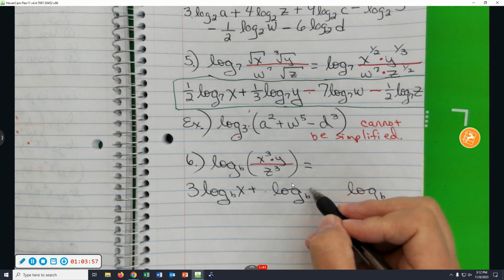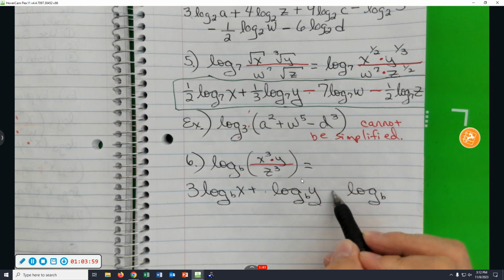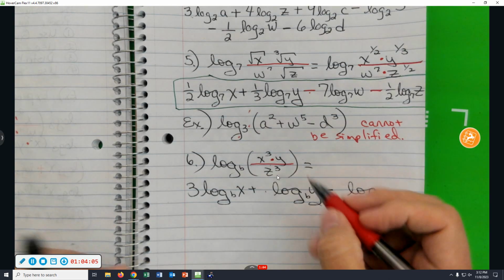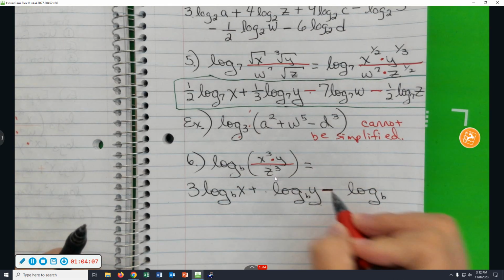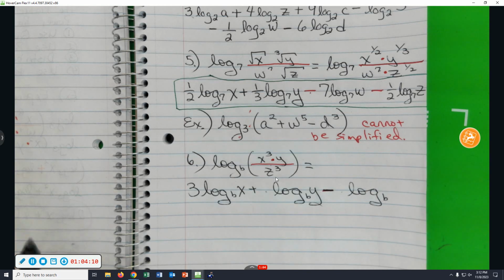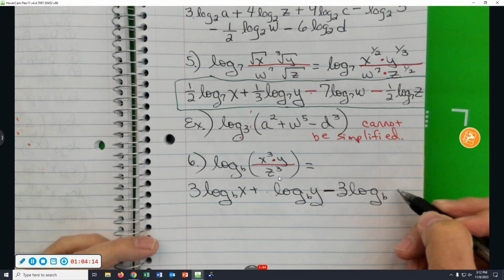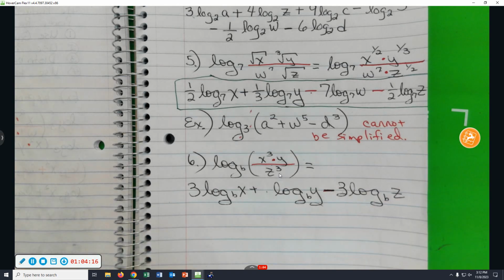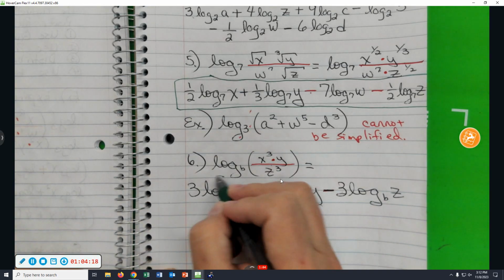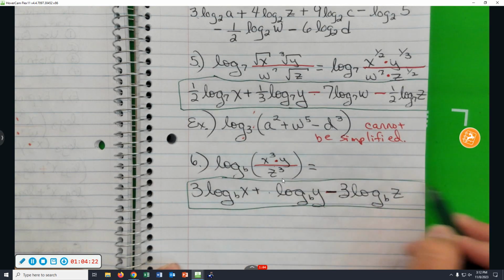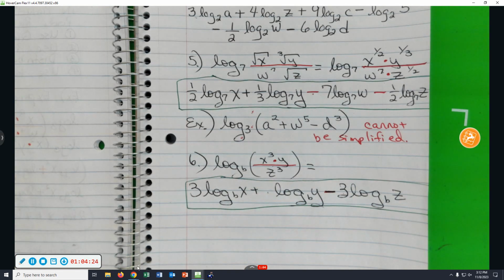Argument. Plus or minus? Minus, because we moved down to the bottom, so we're going to have a minus. Do we have a coefficient? 3, I agree. And the argument is there. So 3 log base b of x plus log base b of y minus log base b of z.